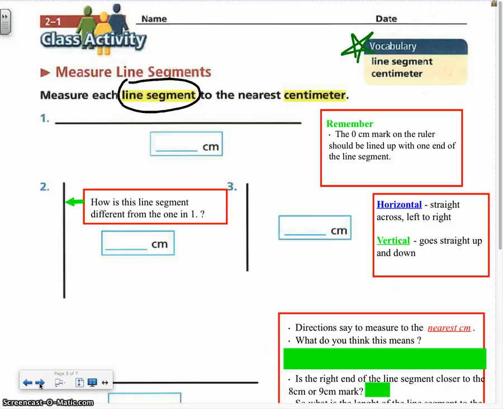Okay, we are going to learn more about what a line segment is, but use discovery to figure it out, third graders. What's different about a line segment compared to a line? Reminder here for you to use the 0 instead of just starting on the end of the ruler. Okay, on the right it also has this box reminding you the difference between horizontal and vertical.